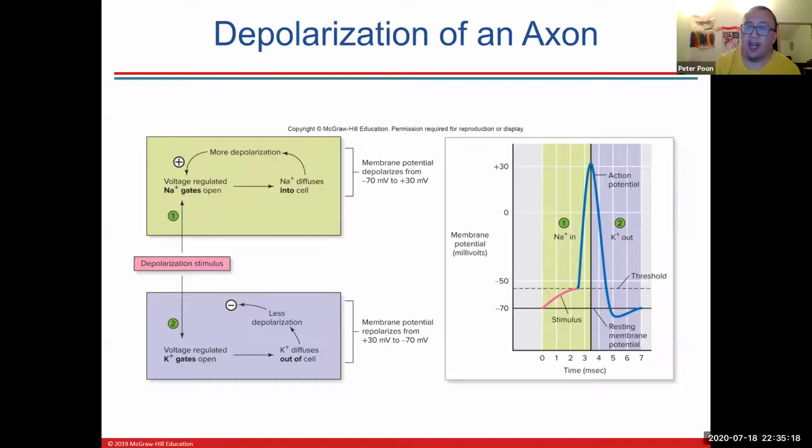This triggers the potassium channels to open. Now the membrane potential goes the opposite way. In fact, it actually drops below the original -70. And then these channels close and it resets.